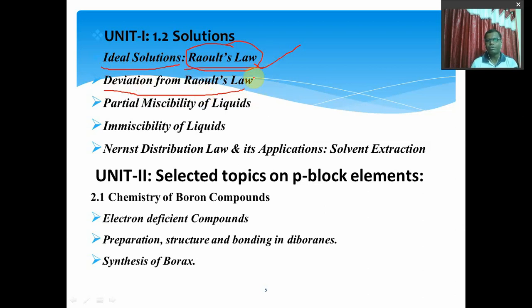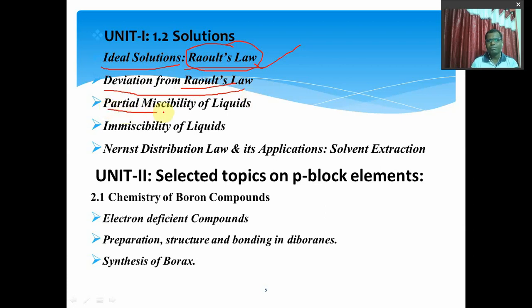This is one of the important things, because unless and until you know Raoult's law, we will not be able to define the ideal solution, or identify ideal and non-ideal solutions. So in this topic, we are going to discuss the statement according to Raoult, called Raoult's law.